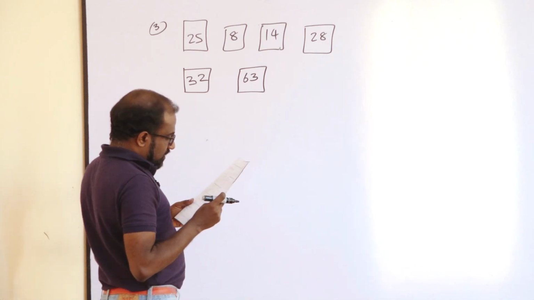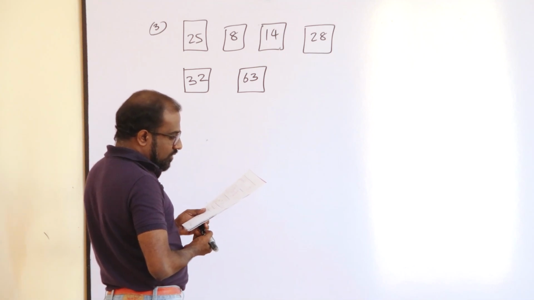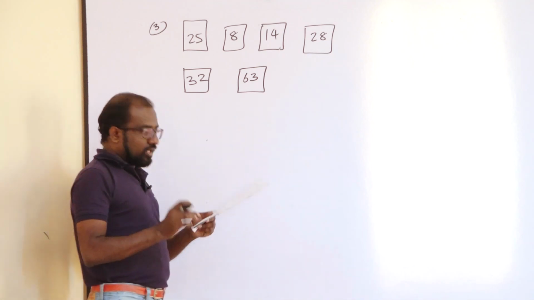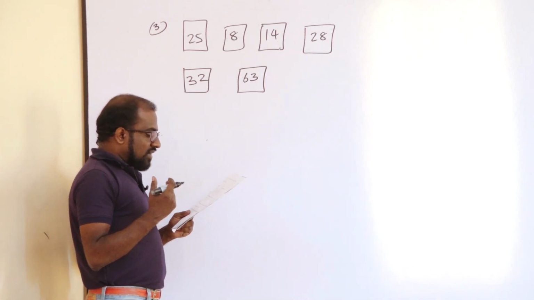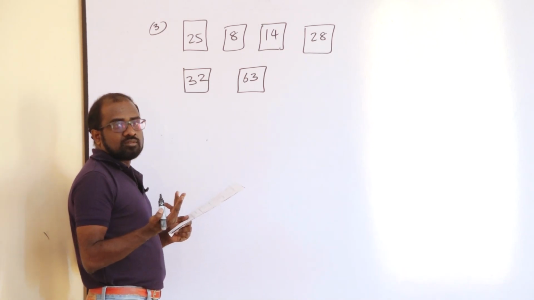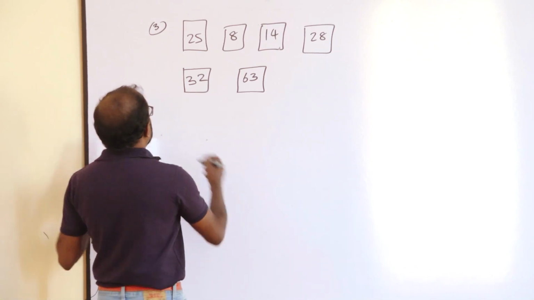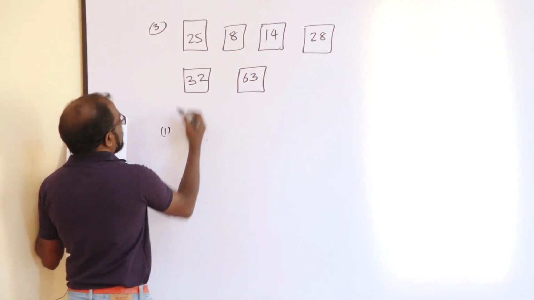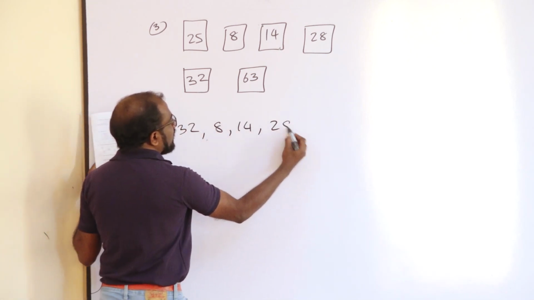Okay, first one. Select and write the numbers divisible by 2 without a remainder from the above cards. Divisible by 2 without remainders. What? Even numbers, multiples of 2. So what are the multiples of 2 here? 32, 8, 14 and 28.